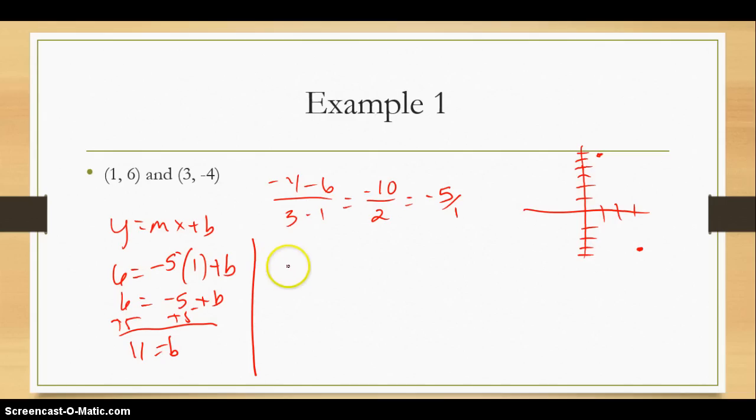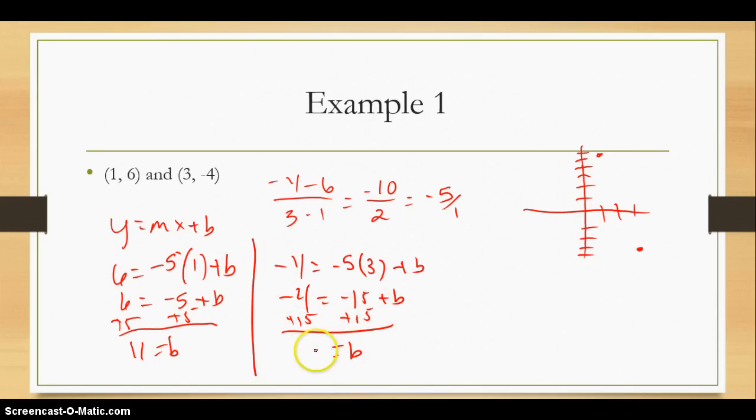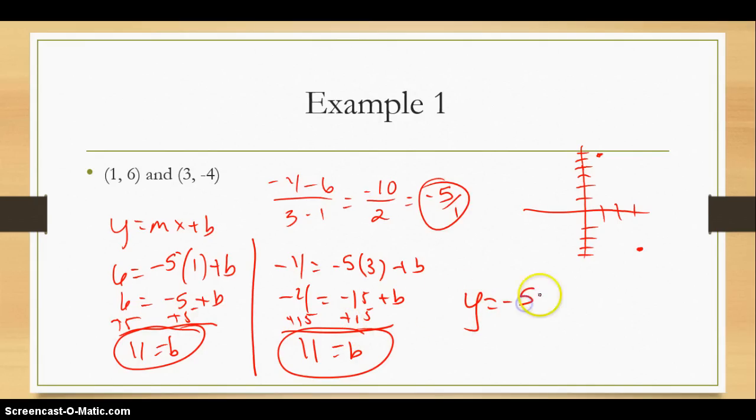So let's try it on the other one. Negative 4 equals negative 5 times 3 plus b. Negative 4 equals negative 15 plus b. Add 15 over. b equals 11. So we can see you do not have to do this. You just choose one of the points. I'm just showing you whether you select the first one or the second one, you'll still get the same b. So now we have our slope, we have our b. Now we can rewrite this in y equals mx plus b form.